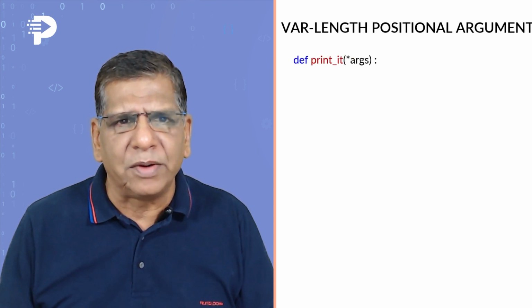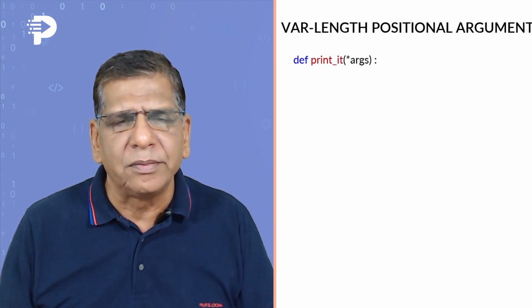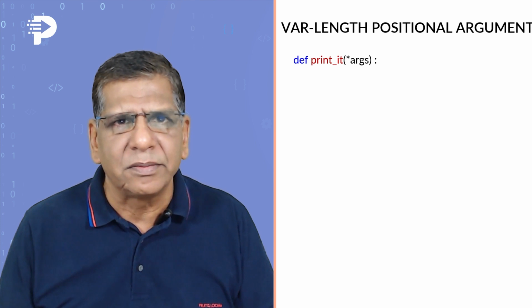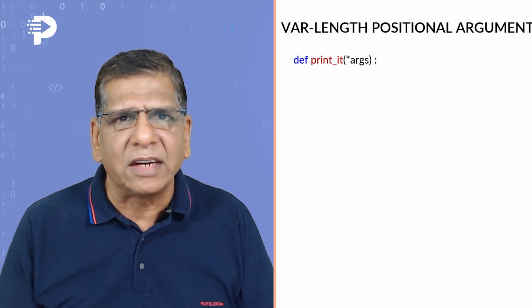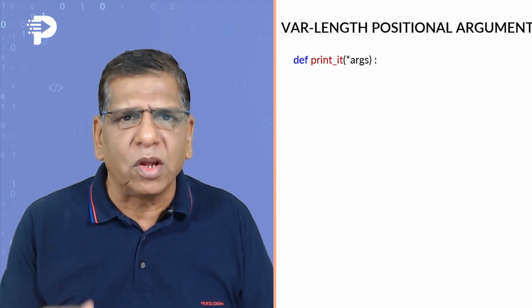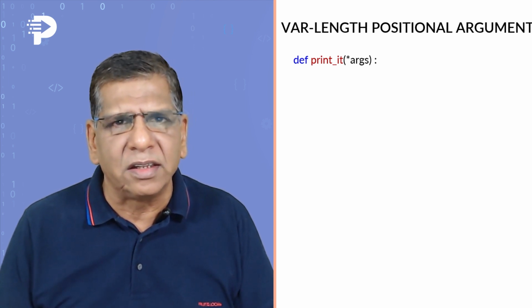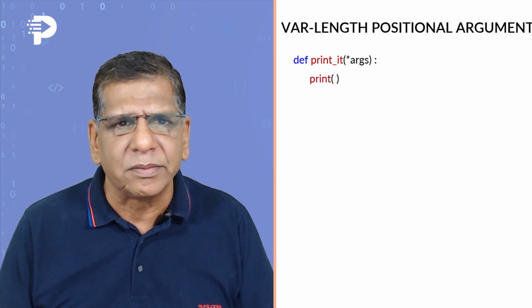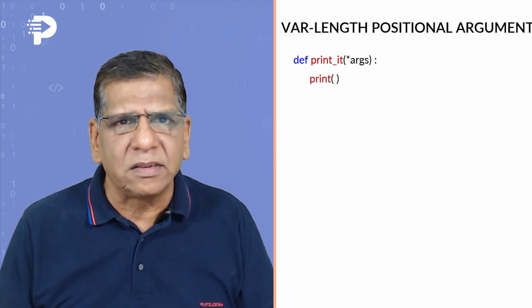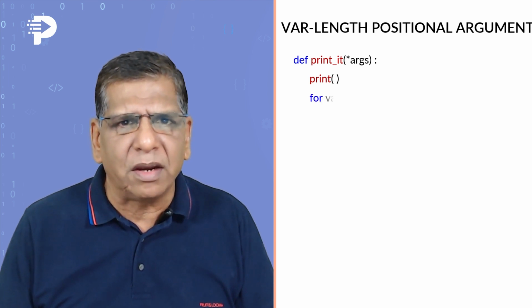Let me define a function called printIt and see how I am receiving the parameters. I am saying star args. That star args indicates that it can receive any number of arguments. Whatever arguments you pass, they would get collected in this variable args. And then I may iterate through this args because args is essentially a tuple.